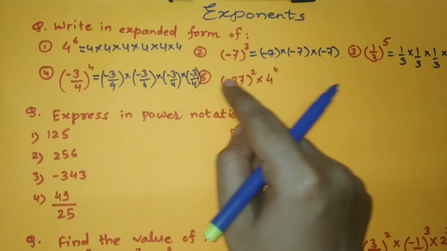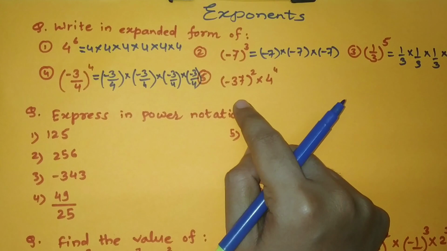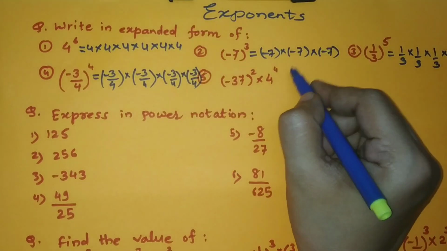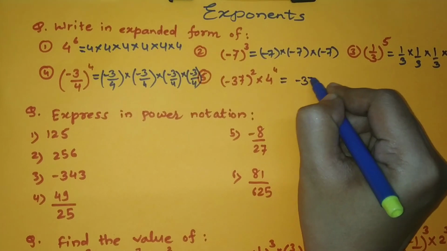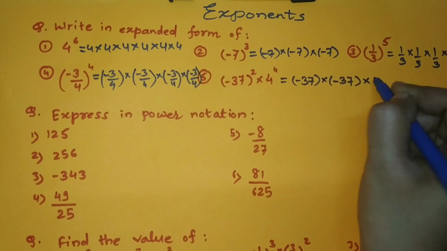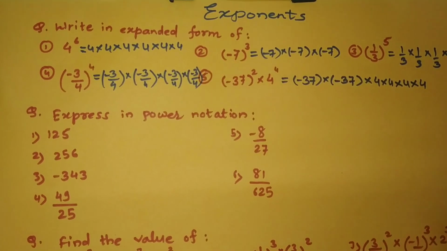Next, the fifth one, we are having minus 37 to the power 2. When the power 2 is there, you can call it a square. So minus 37 square into 4 to the power 4. So you can write in expanded form like this: minus 37 into minus 37 into 4 multiplied by 4. So these are the expanded forms.